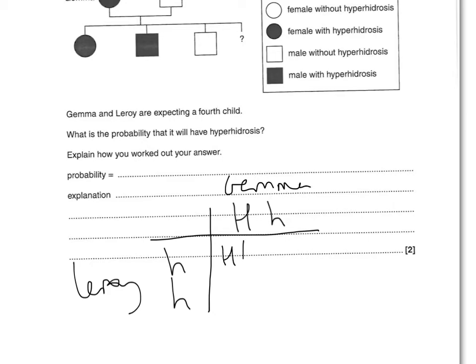And so then we can just link these up, so you can see that there's a 50-50 chance of the offspring having the dominant gene. So the probability is 50%. To get the marks for the explanation, you must ensure that you use the right types of allele for Gemma and Leroy, and ensure that you label which one's which. So Leroy is both recessive, and Gemma has a dominant and recessive.